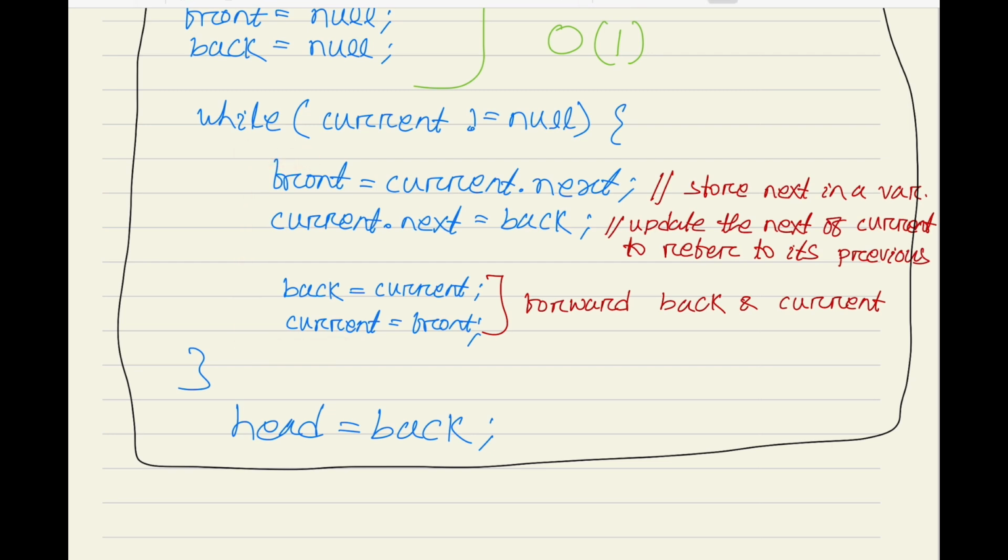So these steps are also going to take a constant amount of time, and these statements are going to execute until the value of current becomes null. So as these statements are written inside a loop, these statements are executed until the loop terminates. So how many times is the loop going to execute? So the loop is going to execute from head to tail, or we can say the loop is going to execute n times here. In each iteration we have a constant amount of time. Now the next one, that is head equal to back, is also going to take a constant amount of time.